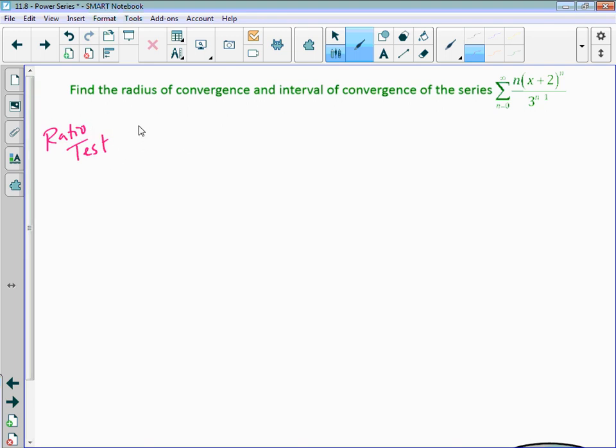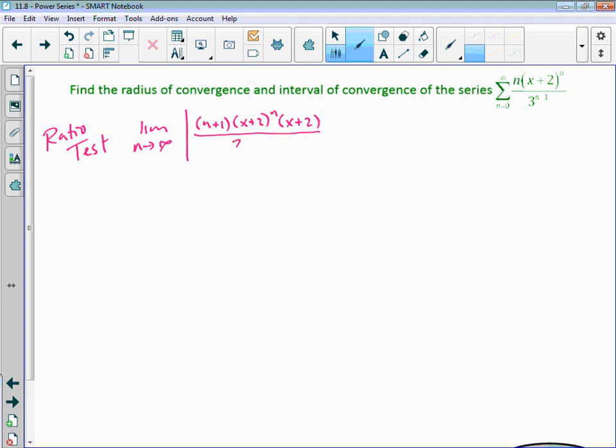So ratio test, we start with the limit as n goes to infinity. And the n plus 1 piece is going to go first, so I'll just write that out. So isn't it x plus 2 to the n, and then times another x plus 2 to the first? You guys seem okay with that stuff, right? And then this, does that say n plus 1? Yeah. So if I do n plus 1 in that spot, it would end up being n plus 2.